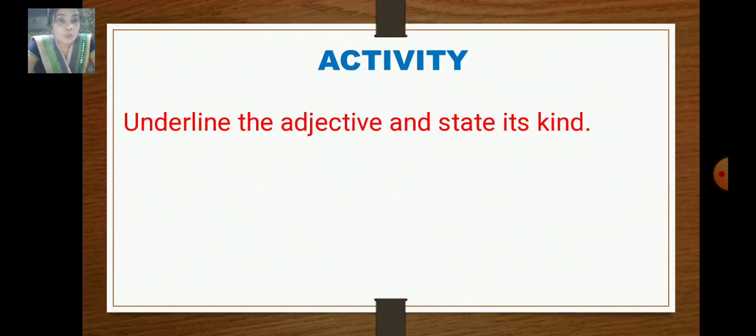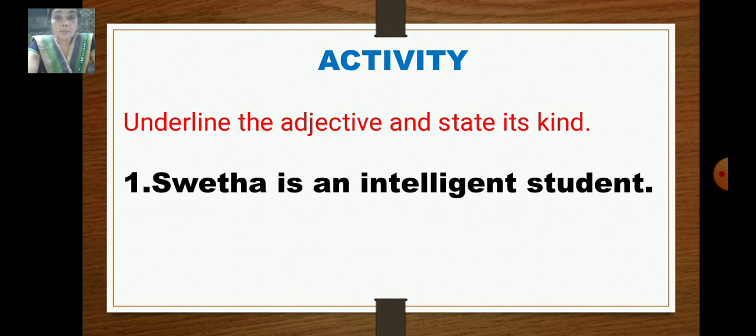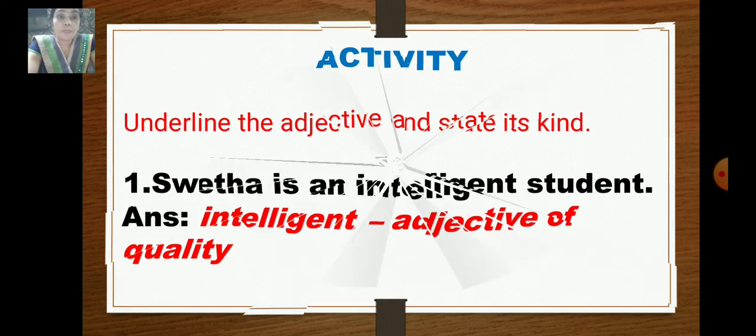Now let's do some activity here. Underline the adjective and state its kind. Number one: Shweta is an intelligent student. So Shweta is a student, but what type of student? Intelligent student. So the word intelligent is an adjective of quality. It gives the answer of what kind.